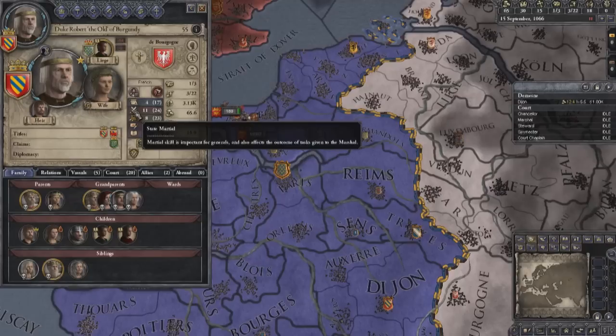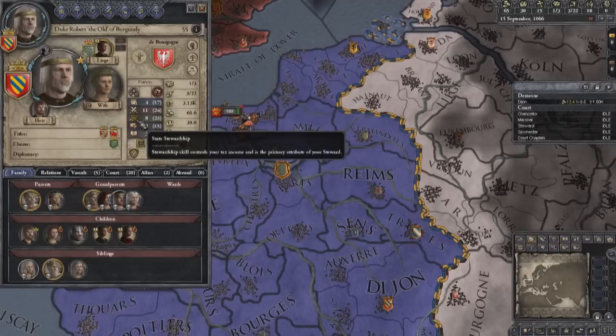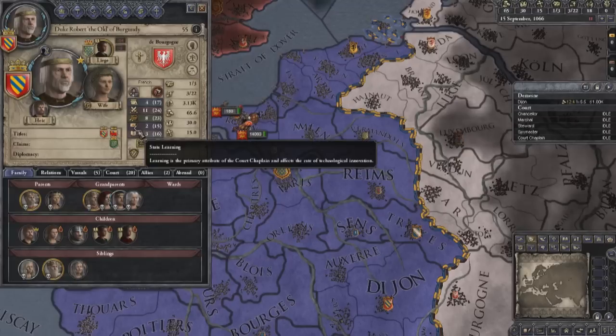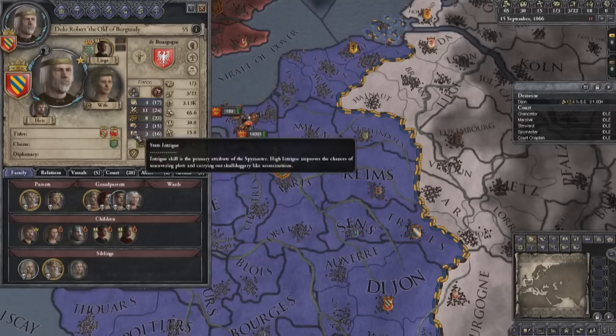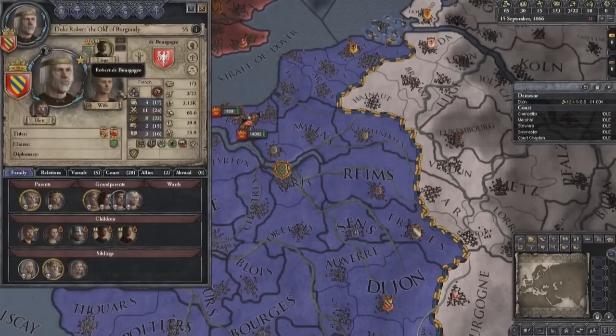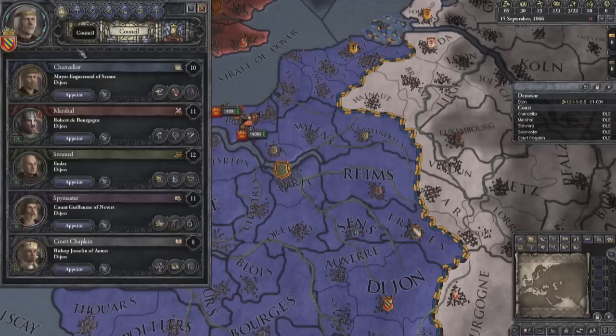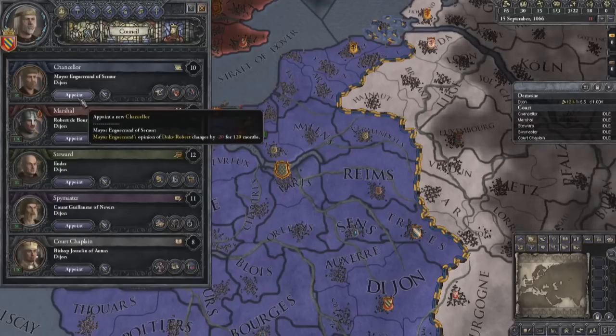Diplomacy helps you get along with people. Martial gives you more troops and makes you a better general. Stewardship can get you more tax income. Intrigue is for plotting, and Learning is tech advancement. Each of these skills also has a counselor associated with it, so I'll take a look at that tab.